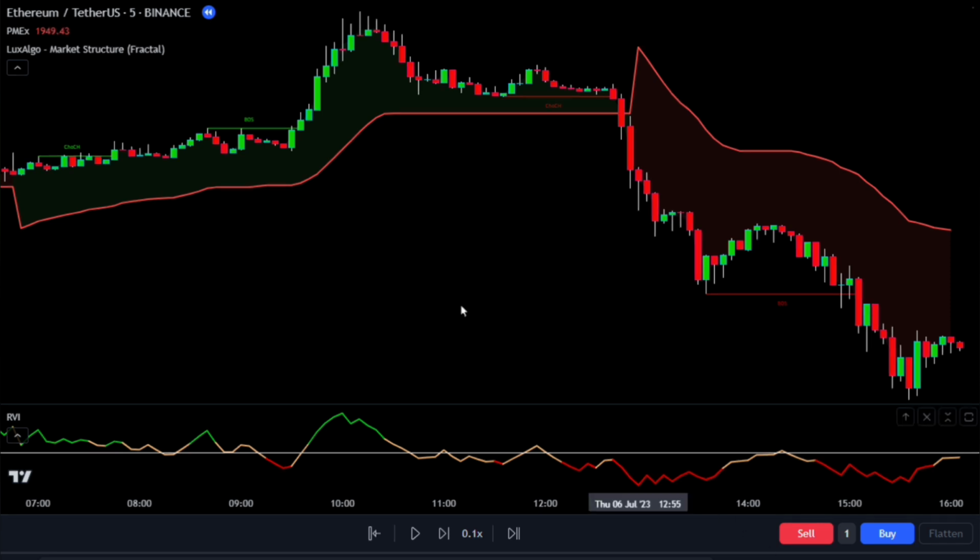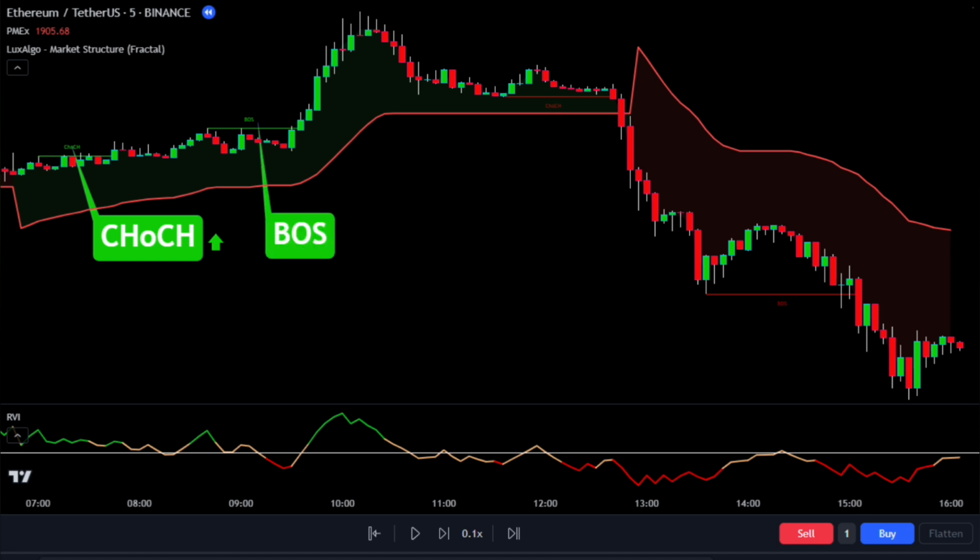Easy to remember, right? Now, let's move on to the entry signal. We'll be using the Lux Algo market structure indicator for this. Here's how it works. First, we want to see a change of character signal within the existing trend. This means the market structure is shifting a bit. Then, we look for a break of structure signal. If we see this sequence of events, we have our entry signal.